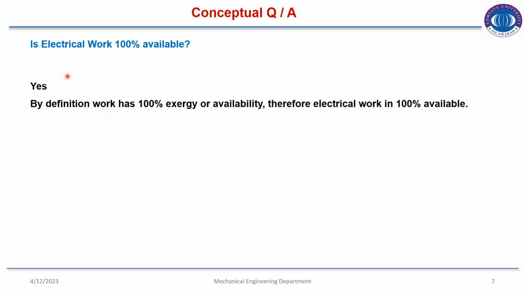Its electrical work is 100% available. So yes, electrical energy is a high grade form of energy, and it has 100% exergy or availability. So electrical work is 100% available. In the last slide, heat transfer or heat energy was not 100% available, and in the current slide, electrical work is 100% available.